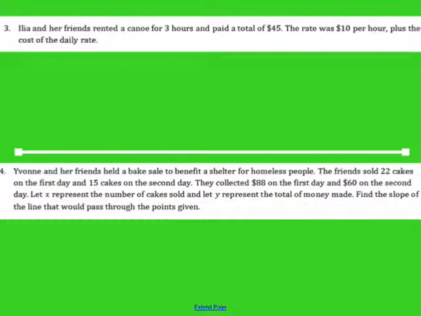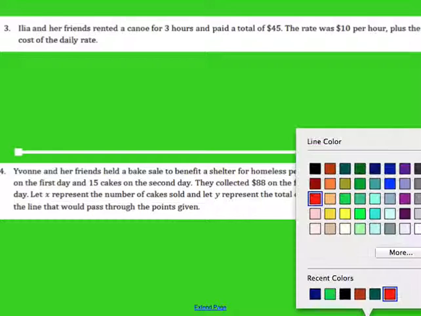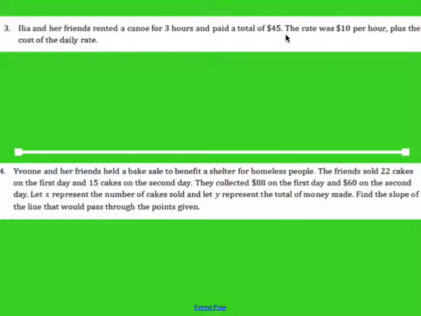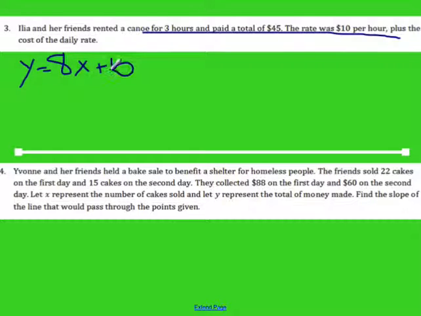Let's take a look at number 3. Lilia and her friend rented a canoe for 3 hours and paid a total of $45. The rate was $10 per hour plus the cost of the daily rate. So we're going to write another linear equation for this. So what we have here is an equation: our total cost is equal to $8 for every x hour that we're there, plus the cost of the daily rate. But we don't know the daily rate right now.